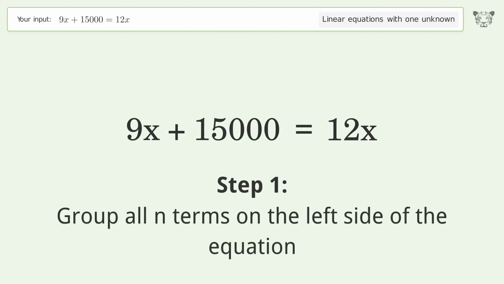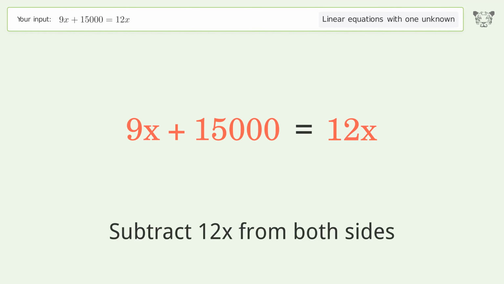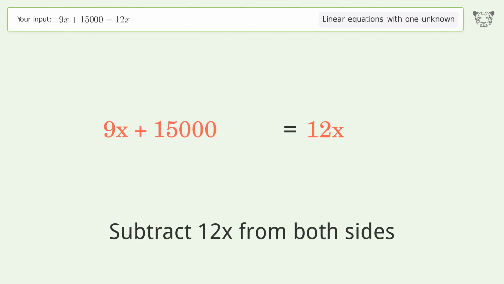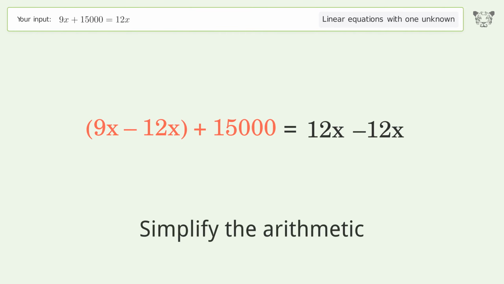Group all x terms on the left side of the equation. Subtract 12x from both sides. Group like terms. Simplify the arithmetic.